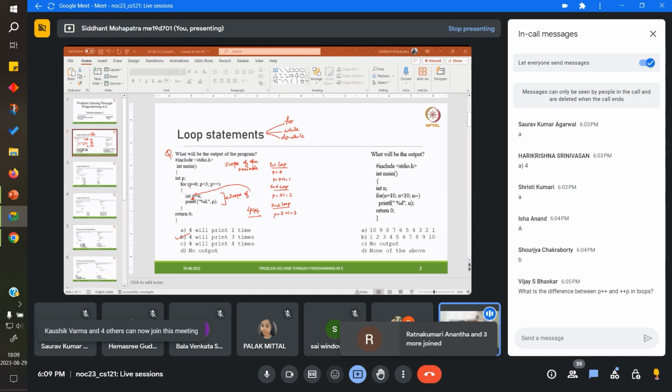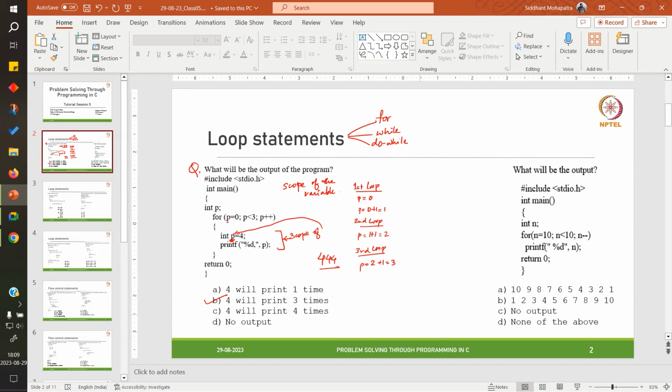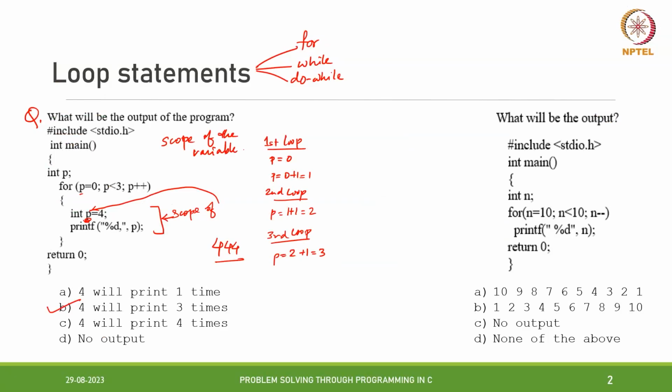So in the loop, if you write p plus plus and plus plus p, both are the same thing. It does the same operation.